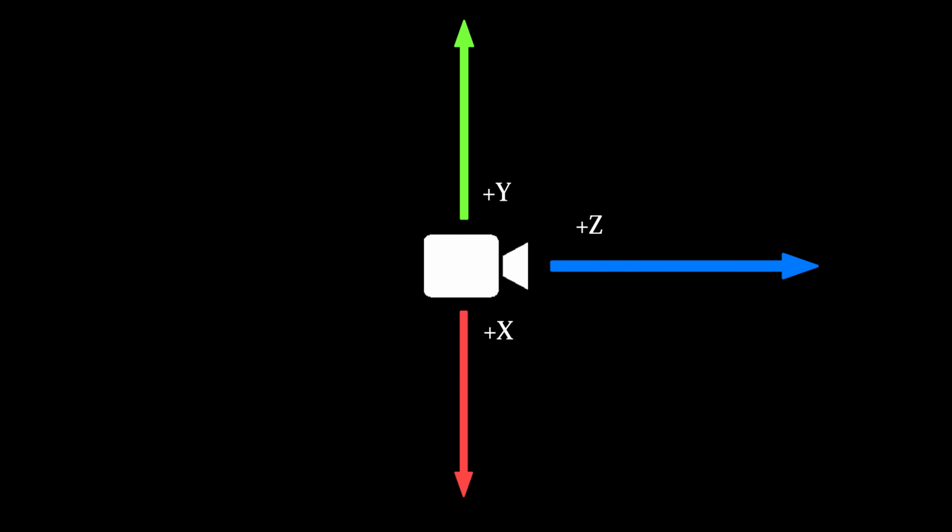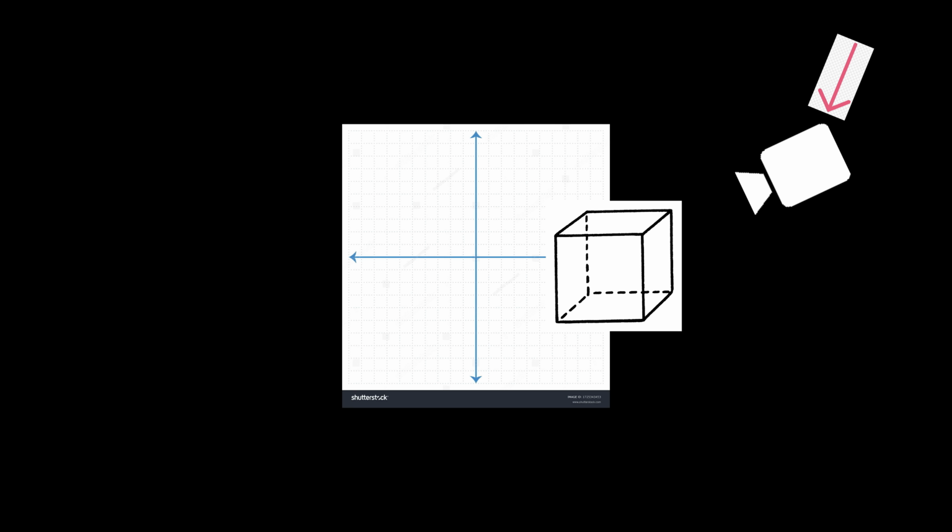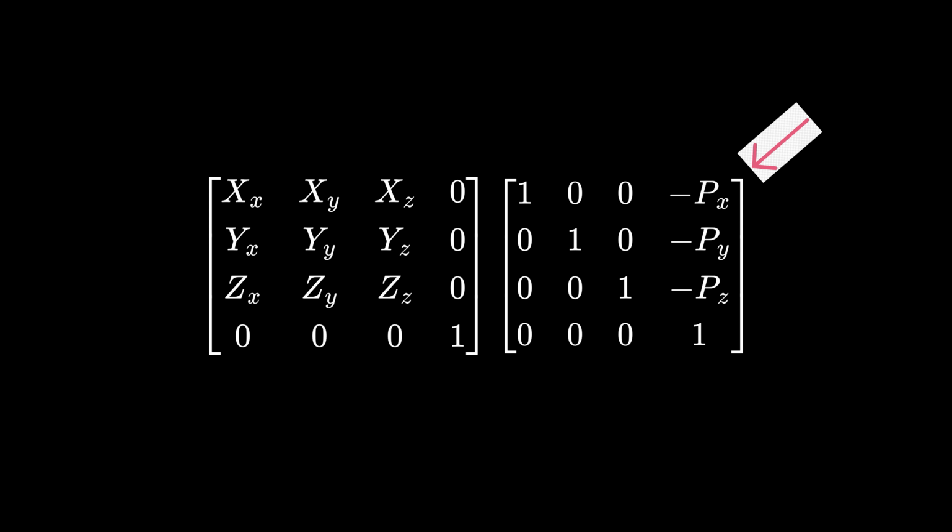Since we have a coordinate space defined by 3 axes, we can convert any position to it by simply multiplying by a matrix containing the 3 vectors, and to account for the position of the camera, we also multiply by a translation matrix. This transformation matrix is called the view matrix, and when multiplied with our world space cube position, gives us the position of the cube relative to the camera.